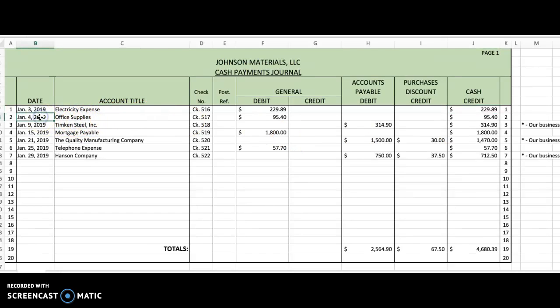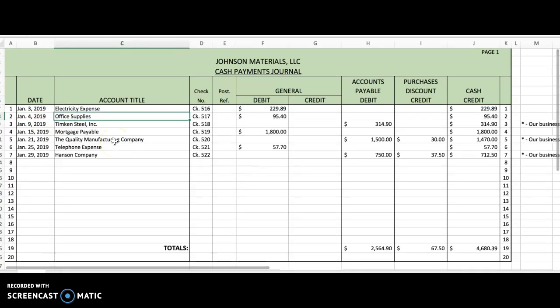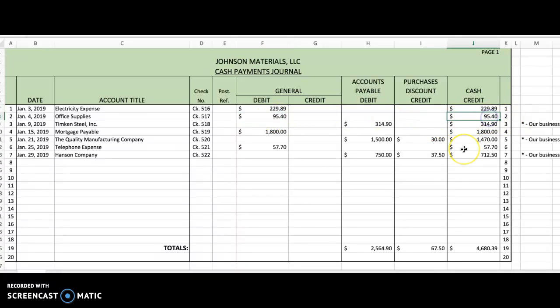Next one, January 4th, and this is relatively important, and I want to explain how this works. This is a debit to office supplies. We are buying office supplies, and source document is check 517, and you see a debit in the general column. We don't have a column for office supplies, so we use general debit 9540, and we use cash credit 9540. We're paying for office supplies. Now let's think back a little bit.